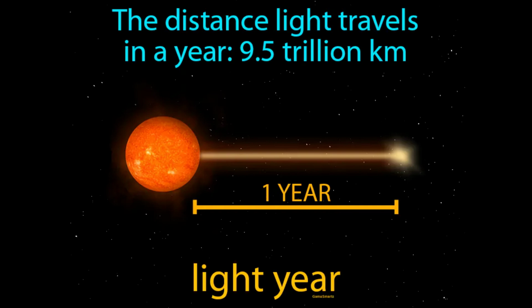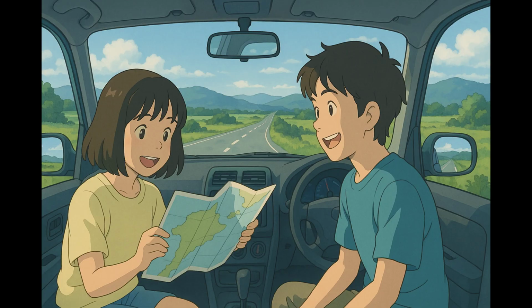The distance light travels in a year, 9.5 trillion kilometers. Light year. A light year is a unit of distance that measures how far light travels in 1 year in space. Imagine you're planning a long road trip across the country to visit family and you're trying to grasp just how far you need to travel. Just like planning out that enormous distance can seem daunting, understanding the concept of a light year is about comprehending a vast space that can be challenging to visualize.